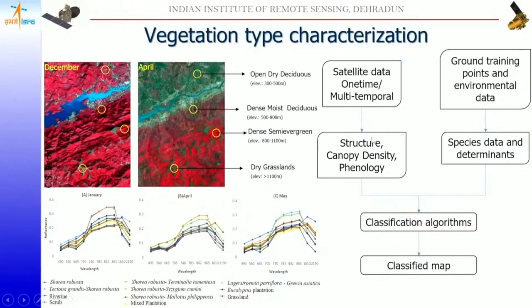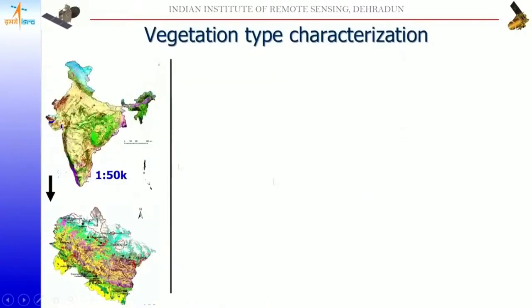So this is one simple diagrammatic representation of how we do the vegetation characterization, because the ground sampling is a very important aspect in this geoinformatics. Based on the ground data, we can train the classifier or the algorithm, and we derive the products as different vegetation types.